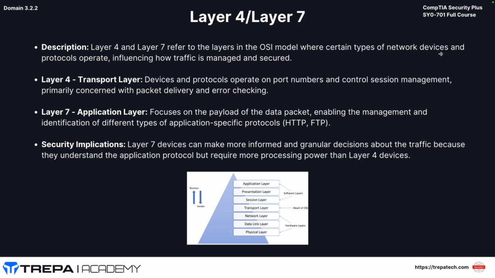Okay, layer 4 and layer 7. So just an easy way to describe how we may filter traffic. Layer 4, the transport layer, is going to look at the port numbers and filter based off that, or the protocol, saying, hey, deny port 80 but permit 443. And that's easy enough. That's pretty much going to say allow all HTTPS traffic.